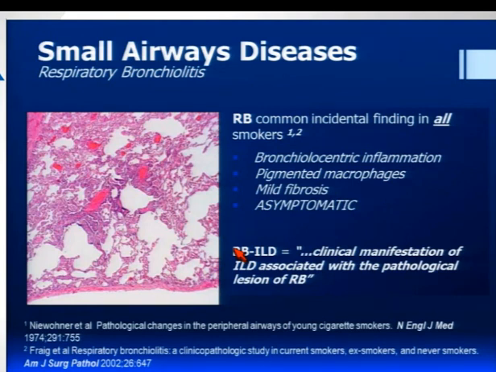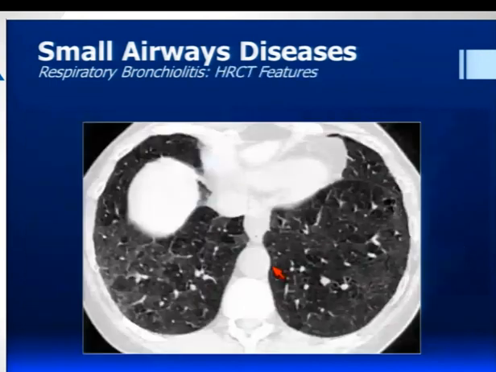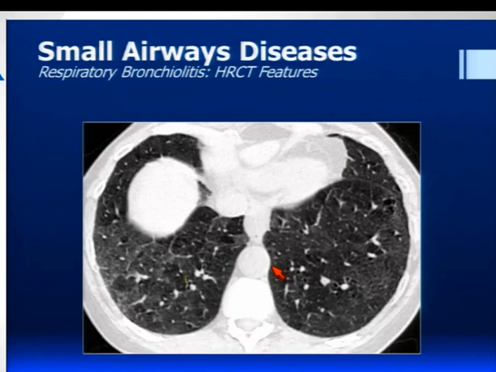In a small proportion of those patients, you will get the symptoms and signs of an interstitial lung disease, and it is in those patients that you then diagnose the entity of respiratory bronchiolitis interstitial lung disease. What does that look like on a CT scan? Well, you will see widespread ground glass opacification, but additionally you will see the features of small airways disease.